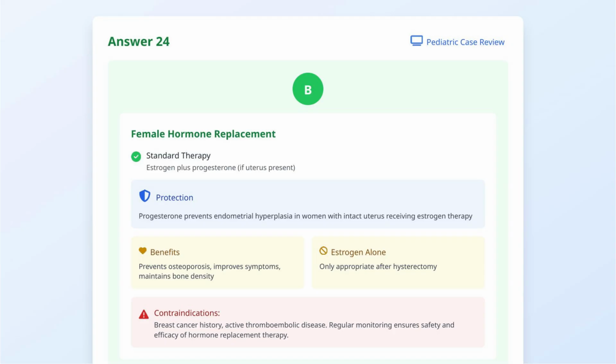The correct answer is B: women with intact uterus require estrogen plus progesterone replacement to prevent endometrial hyperplasia. Estrogen alone is appropriate only after hysterectomy. Benefits include osteoporosis prevention, symptom improvement, and bone density maintenance. Contraindications include breast cancer history and active thromboembolic disease. Regular monitoring ensures safety and efficacy.